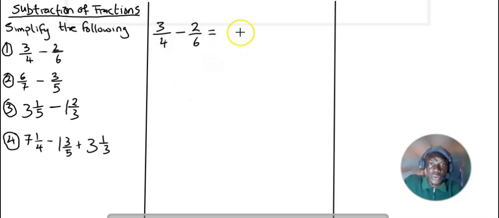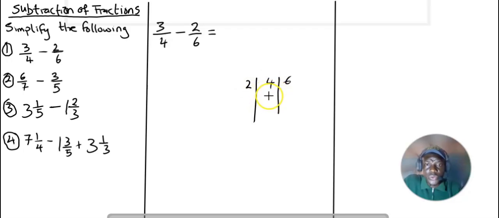Let's find the LCM of 4 and 6. We've done that in our previous video where we talked about addition, but let's just find the LCM for only these 4 and 6. You have your line, you have 4 and you have 6. What's the number that can divide 4 and 6? 2. 2 in 4 will give you 2, and 2 in 6 will give you 3. 2 can divide 2, so 2 divided by 2 will give you 1. It cannot divide 3, so you write your 3.